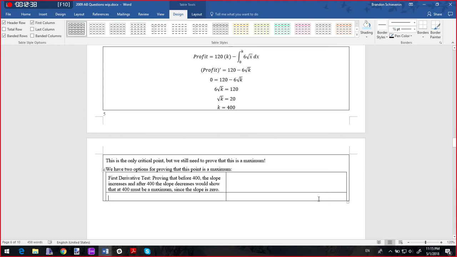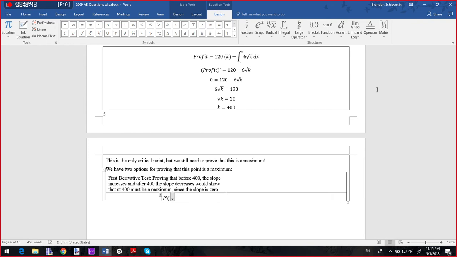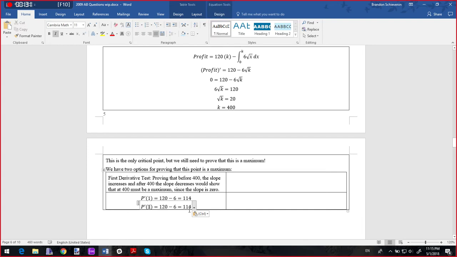So that would look something like this. My derivative of profit at the point, we'll do 1, is equal to 120 minus 6, or 114, which is positive. But my derivative of profit at an easy number to take the square root of, let's do 10,000, would be 120 minus 6 times the square root of 10,000.